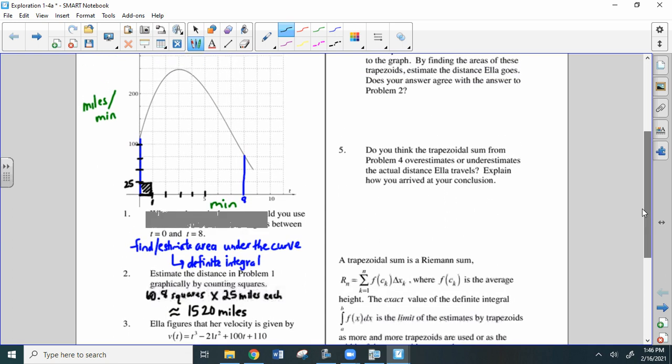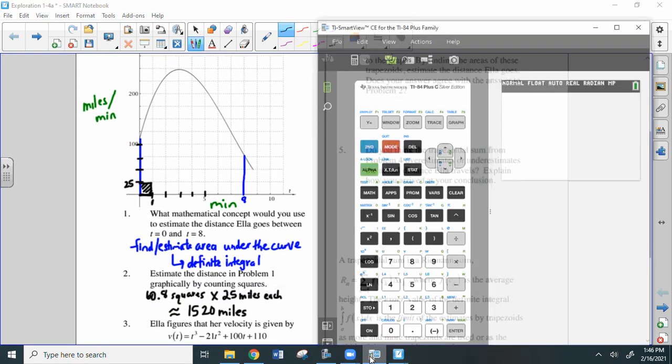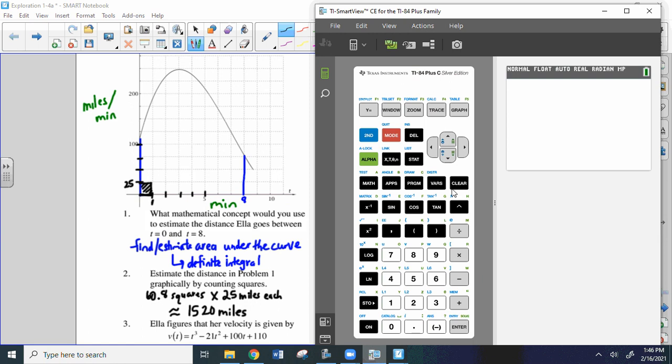So I am going to pull up my calculator here. How am I going to graph this? I'm going to go to y equals. Now, I can't type in a t, so I'm going to have to use an x. So I'm going to do x raised to the third, minus 21x squared. I'm just literally typing the function from the bottom of the screen. Plus 100t, or 100x, plus 110.